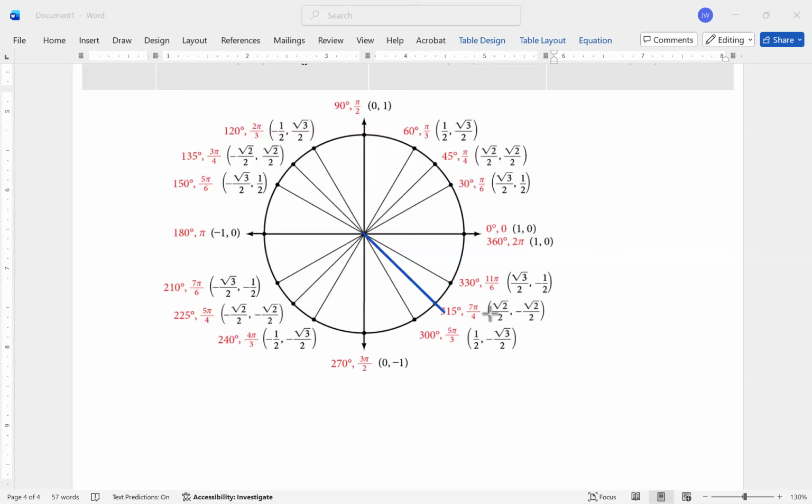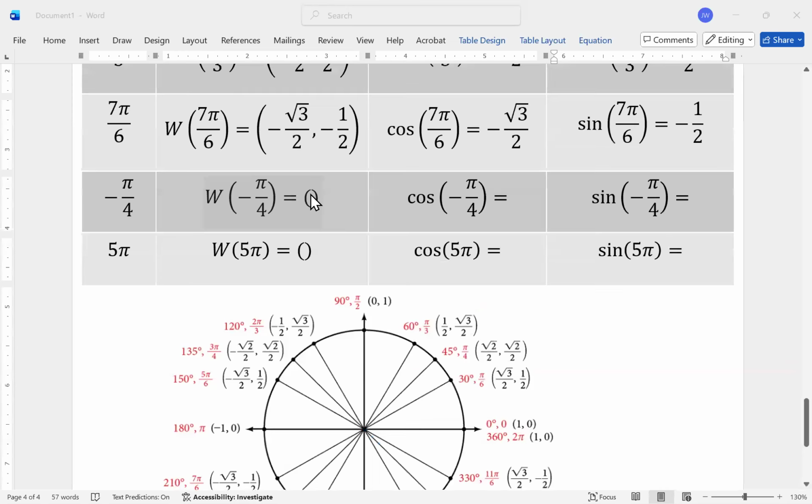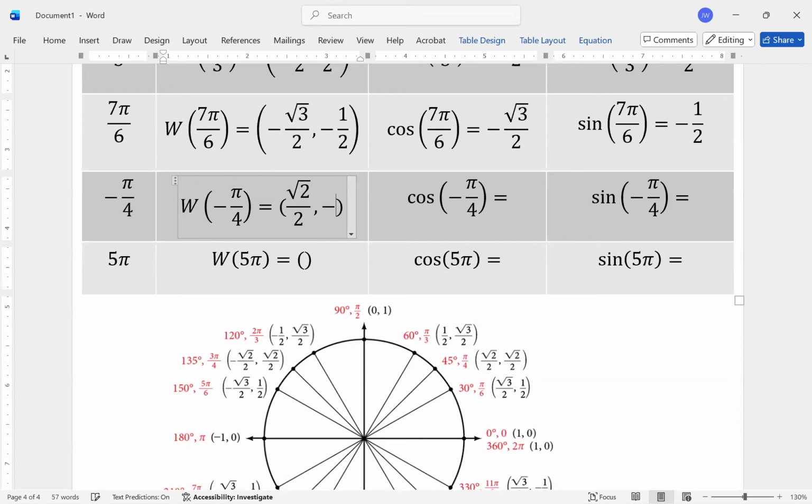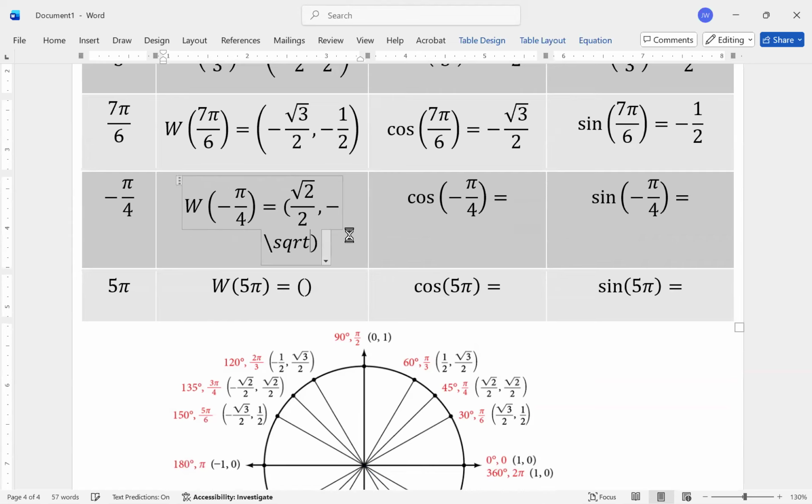which is just pi over 4 projected across the x-axis. So we negate the y value. In other words, the wrapping function is going to be root 2 over 2, comma, negative root 2 over 2. So let's write that down. Wrapping function is going to be square root of 2 divided by 2, comma, negative square root of 2 divided by 2.